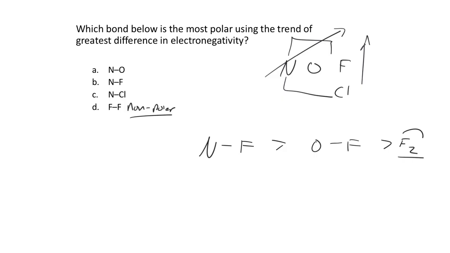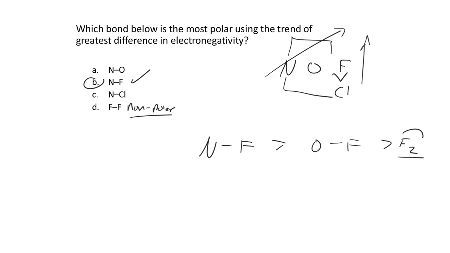Well, NCl, we're going to lower differences in electronegativity. The difference between N and Cl can't be as great as NF, just because we know chlorine has a lower electronegativity. So the greatest difference has to be NF for these choices. So the NF bond has to have the greatest electronegativity difference.